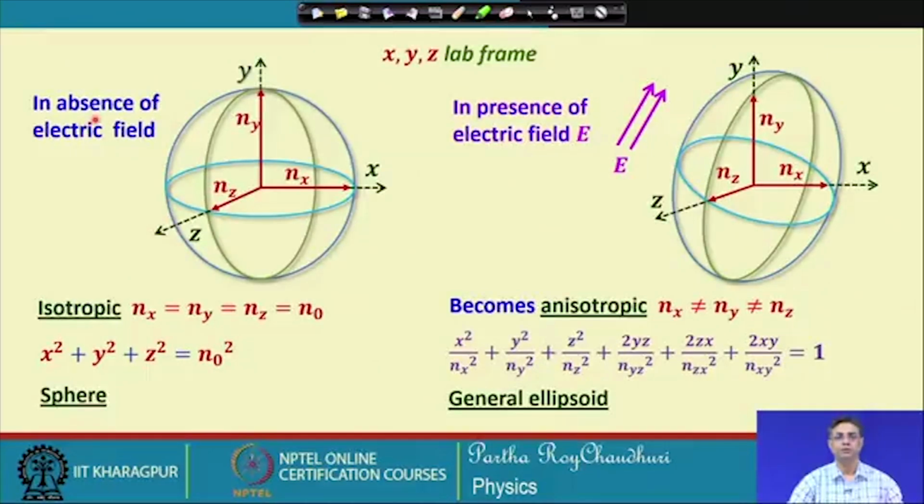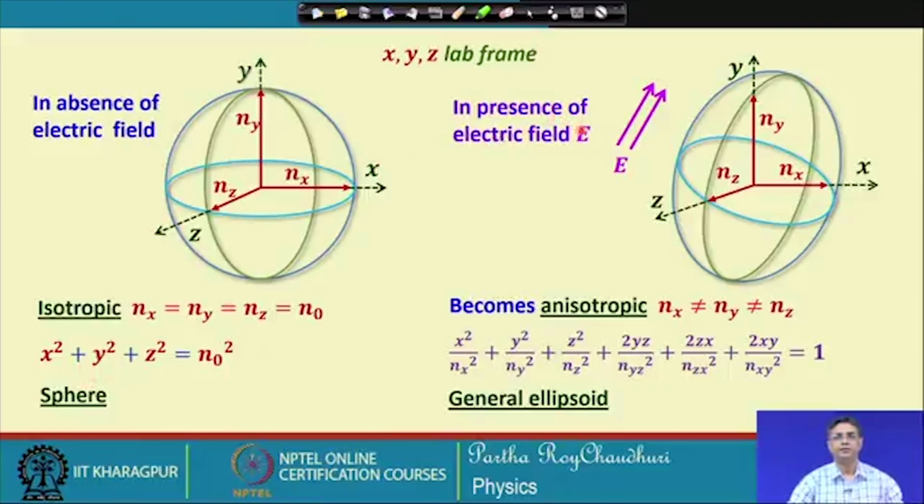Now, we have already learnt the index ellipsoid associated with an optical medium, and if it is an isotropic medium and that too in absence of an electric field, the index ellipsoid is a sphere. n_x, n_y and n_z, all of them are equal. So, it represents a sphere, that is, in all directions the electromagnetic waves will see the same refractive index, which is represented by this equation.